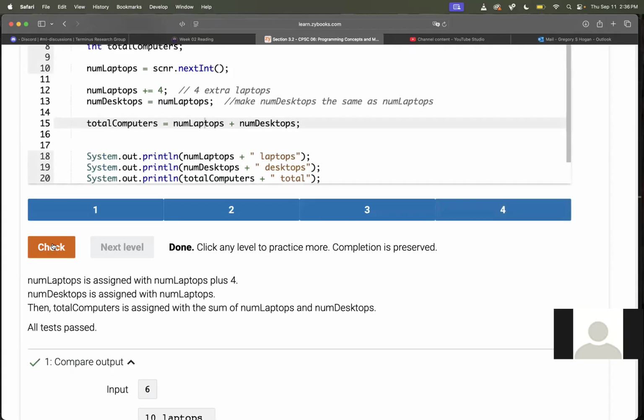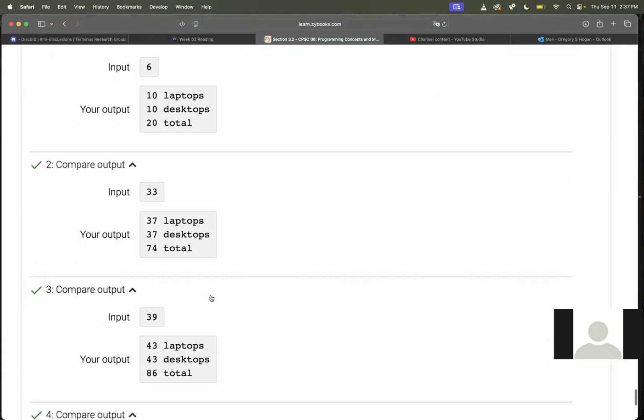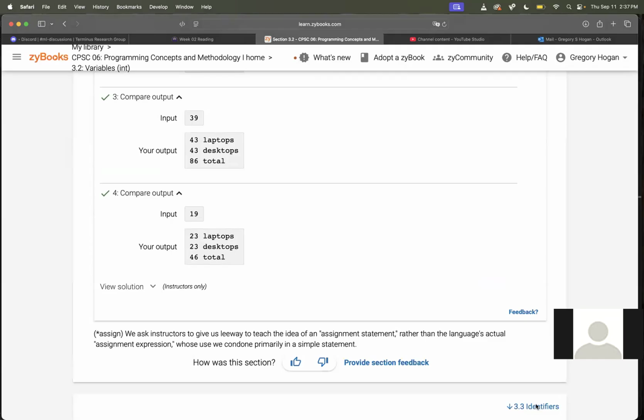And it worked this time. And so if I was wrong, then what we would see is that my output and their output doesn't match. But since we did it right, everything is looking good.